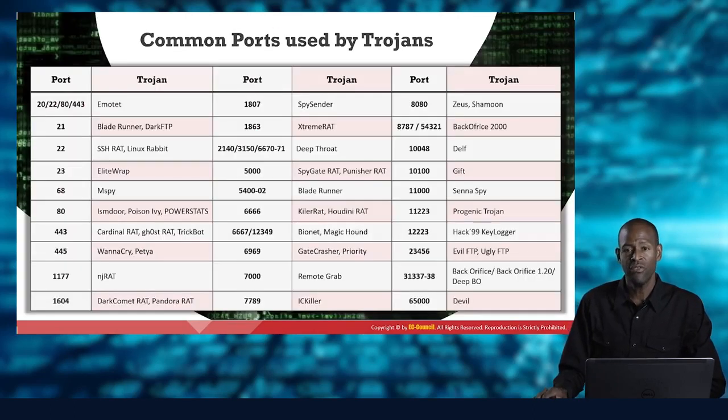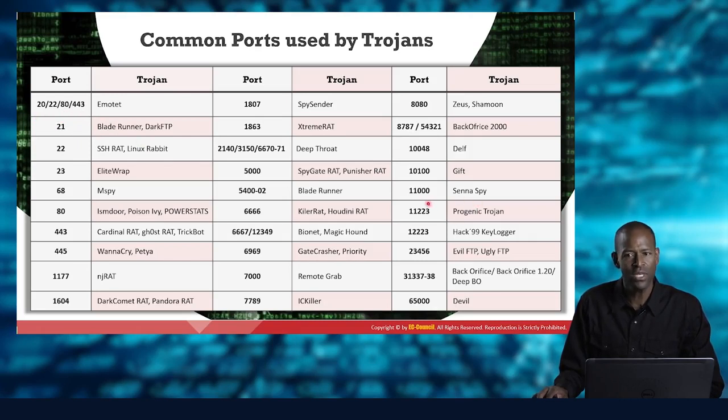So if your organization has computer systems that have been attacked by a Trojan, very likely those Trojans are going to be using some of these ports. So this is just a slide that you can check out. Like Emotet, this has been around for a while, 2022, 80, 443.